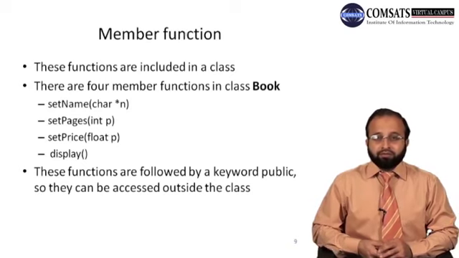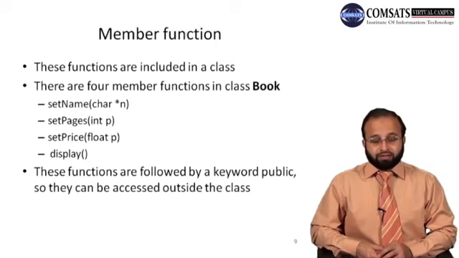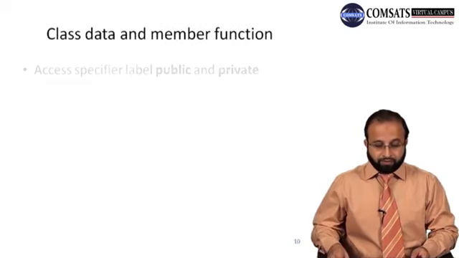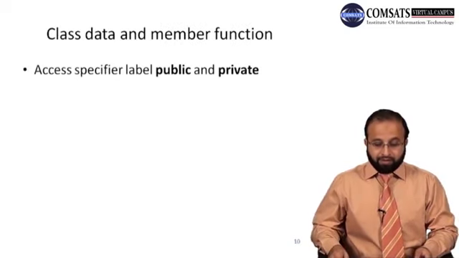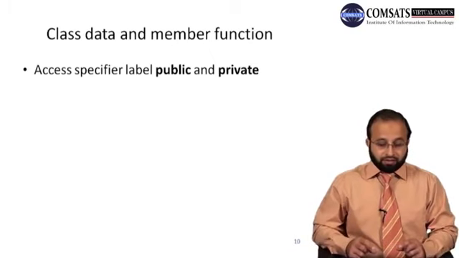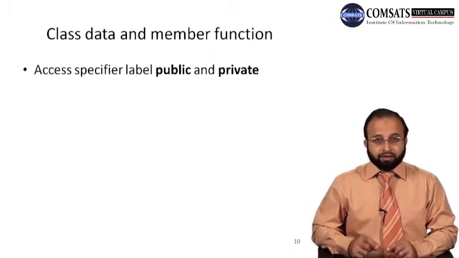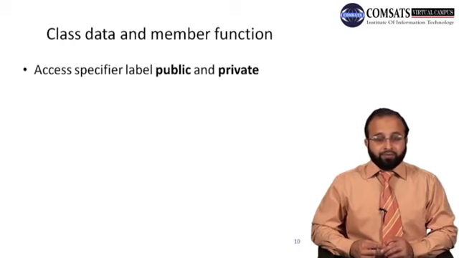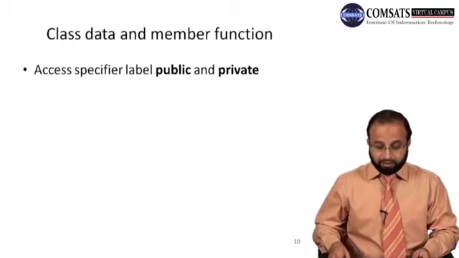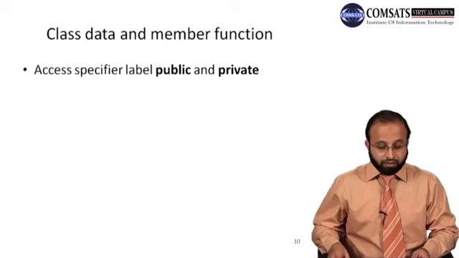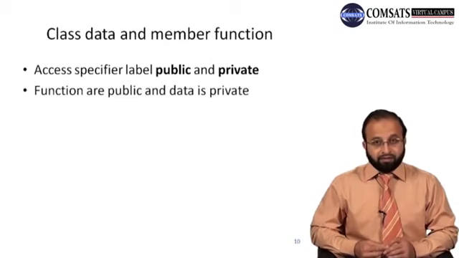So you have to execute the function to change the value or to access the value of the private data member of that object. So class data and member function, access specifier label public and private that we have seen. These are the access specifiers, public and private. They define the access of that particular data or member, whether they are accessible outside the class or not. So functions are public and data is private. This is what we have seen.